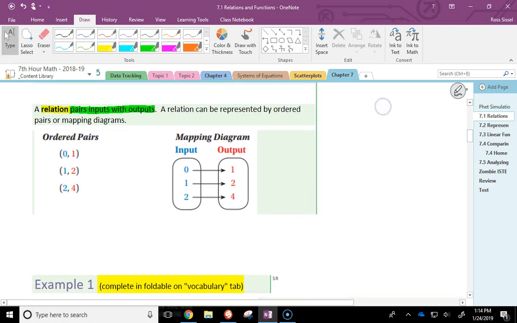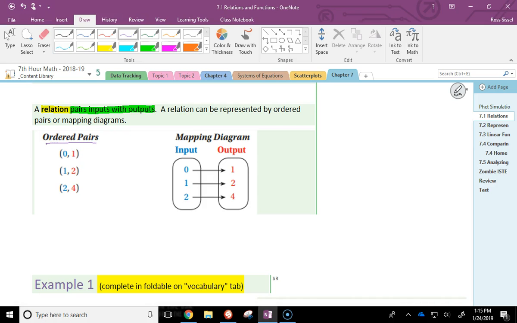We show that here in a relation. A relation pairs the inputs with the outputs. And it can be represented by ordered pairs, which is what we just saw: (0, 1), (1, 2), (2, 4). Andrew, follow along with this.